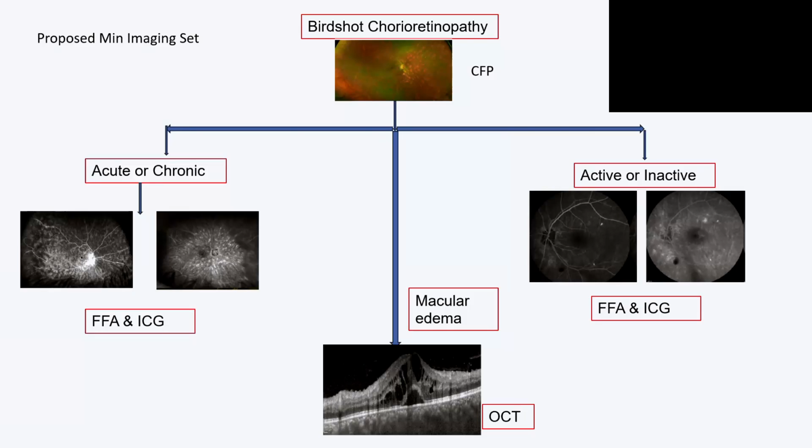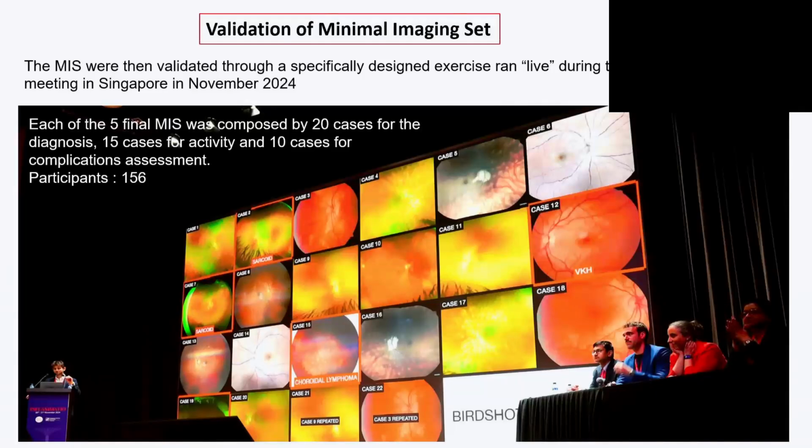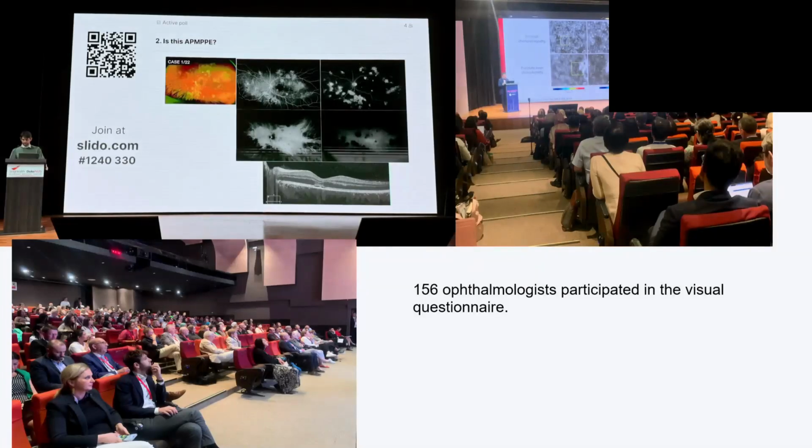So these were the 5 minimal imaging sets which were given by our committees, but we did not just want them to be released like this. We wanted to validate it in real life, that if I present it to you, will these stand the test of time, in simple words. So during the live meeting in Singapore, we presented a mix and match of these criteria in a very methodological way, and we asked people to vote for the minimal imaging criteria.